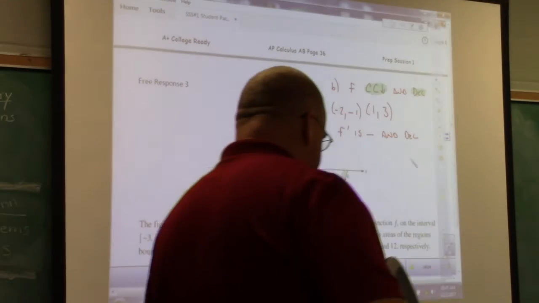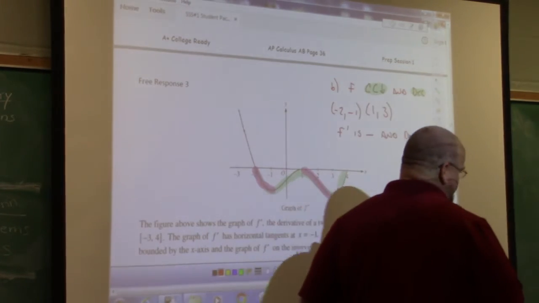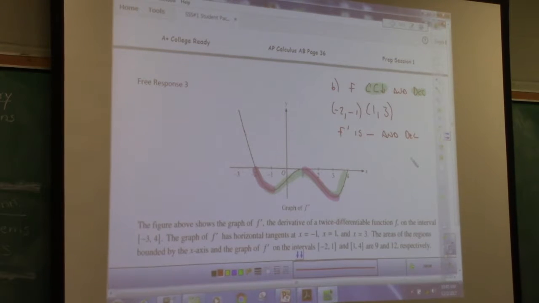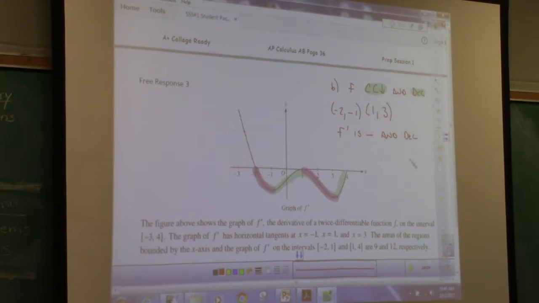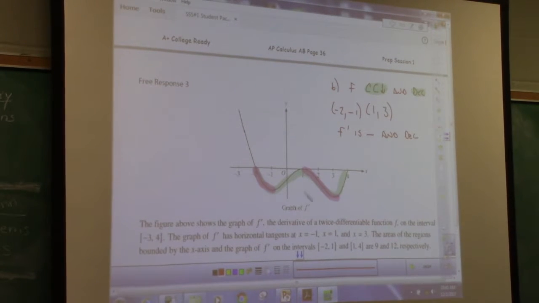And then the last part, part C, let me see what C says. The last part says, find the x-coordinate of all points of inflection on the graph of f and give a reason for your answer. So in part C, we want to find all our points of inflection. So where do we have points of inflection again? We said that at the beginning. There's a couple ways to say it. We have points of inflection when concavity changes. Very good.